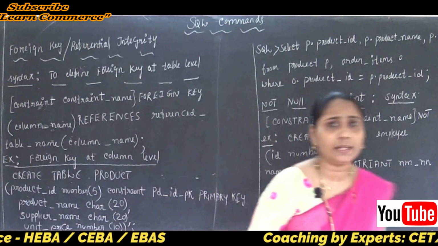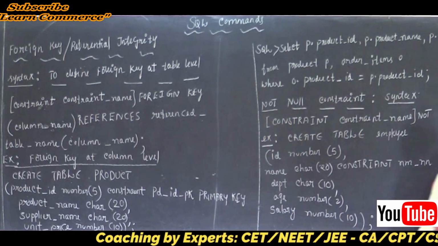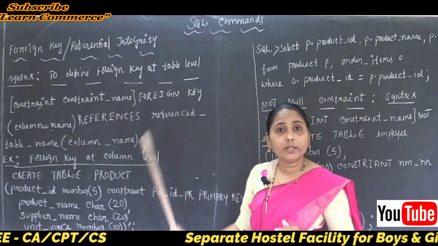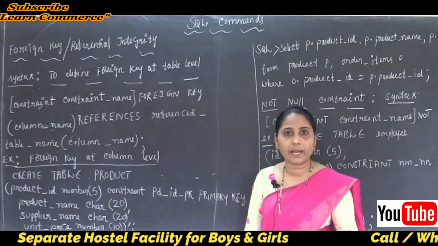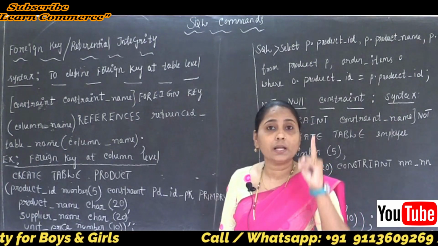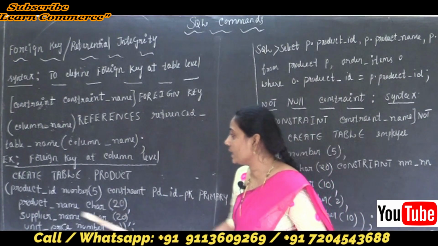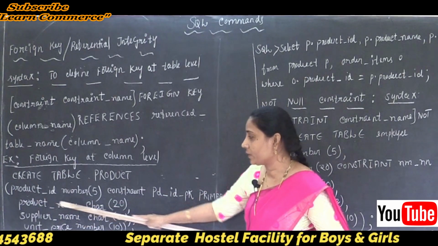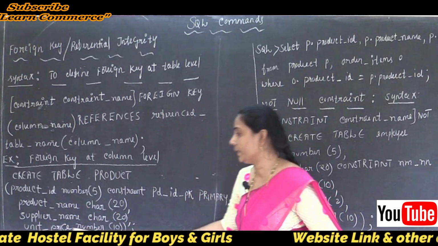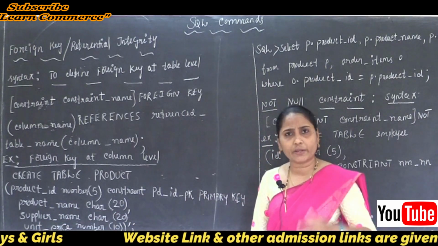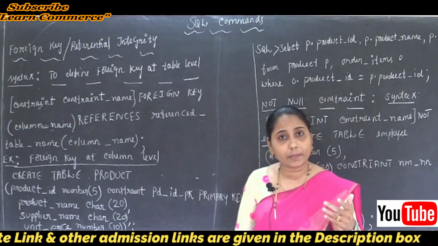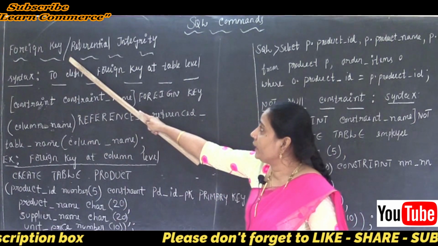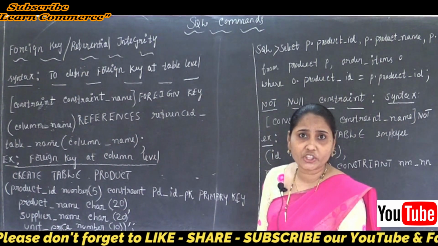After creating the table, we want to create one more table. The other table name is order_item, and in this table also I am using one column, the column name product_id. Clear this point here? The other columns, product_name, supplier_name, unit_price, I am not going to use. If you use them, no problem in order_item also, but here I just want to show the example of the foreign key, which is called referential integrity.